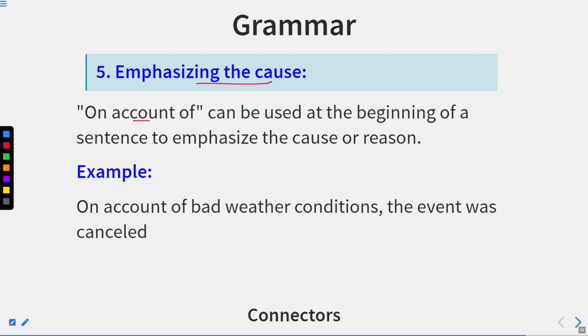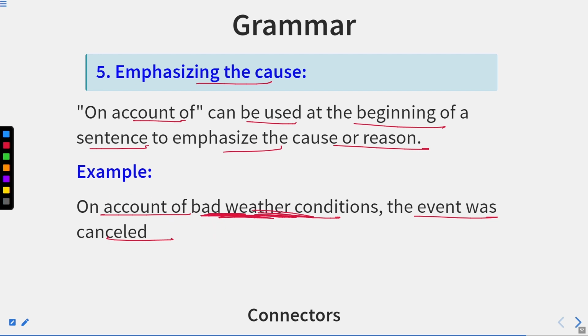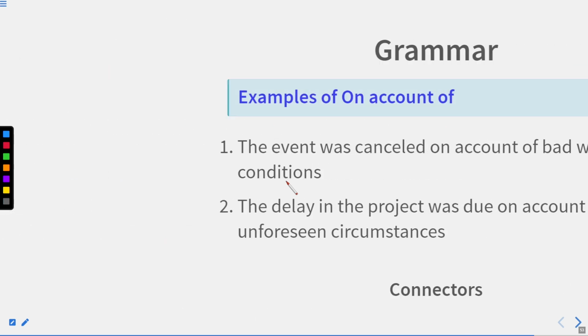Emphasizing the cause. On account of can be used at the beginning of the sentence to emphasize the cause or reason. On account of bad weather conditions, the event was cancelled. Now here you can see on account of in the beginning of the sentence is emphasizing bad weather conditions to show this particular cause or reason. Just because of this, on account of this only. So this is just showing the reason or the cause.